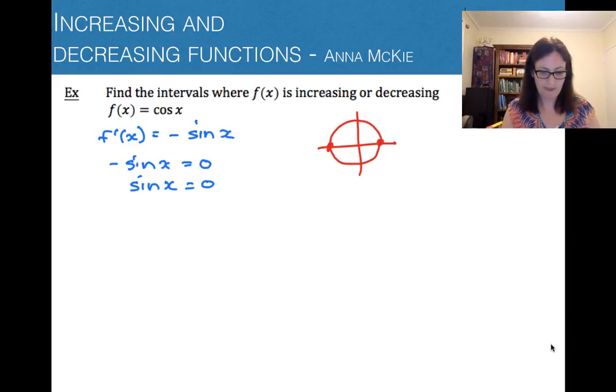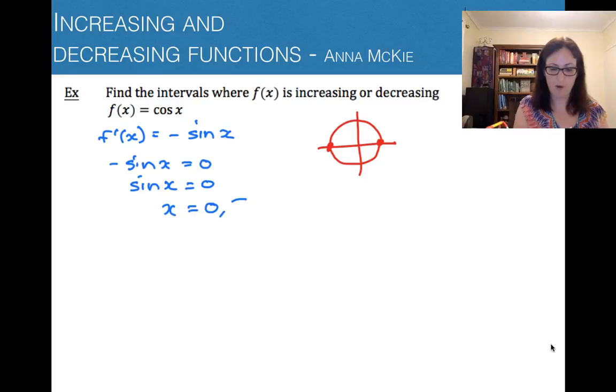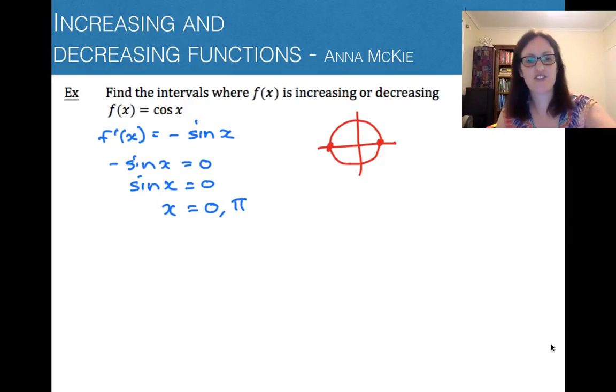And that is when our angle is at 0, or over here we've got pi, or every multiple of pi. So for when x is 0 or pi. So they're going to be our values on our sign diagram, 0 and pi. But let's create a visual. Always use your graphics calculator.